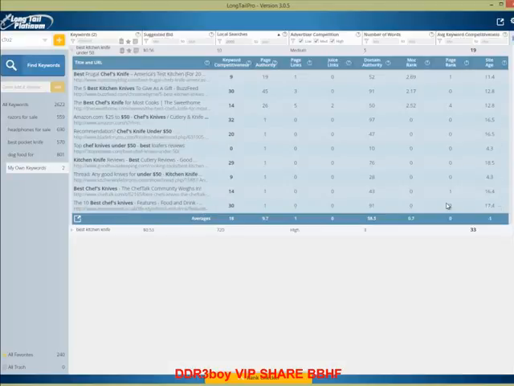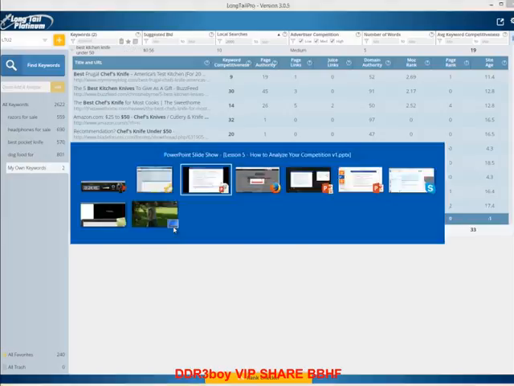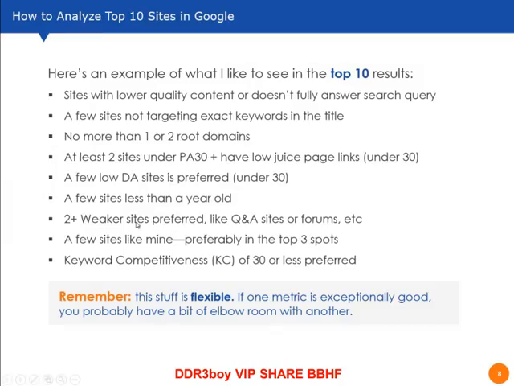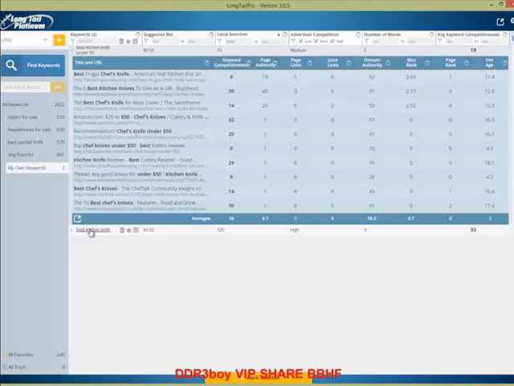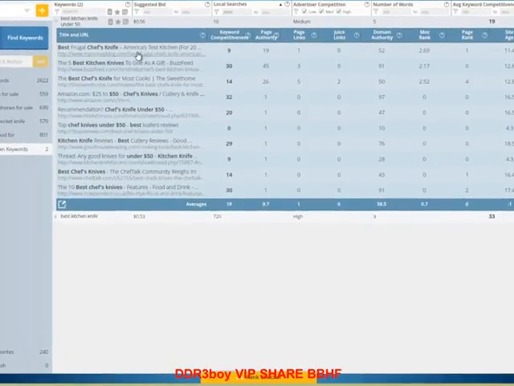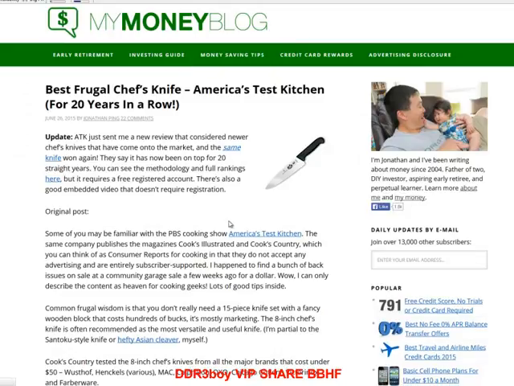I already looked at the domain authority. A few sites less than a year old: I actually don't see any in this case. However, the evidence is quite overwhelming on the other criteria that we want to look at, so that doesn't matter quite as much here. 2 weaker sites preferred, like question and answer sites or forums. So I'm going to go ahead and click on some of these sites.